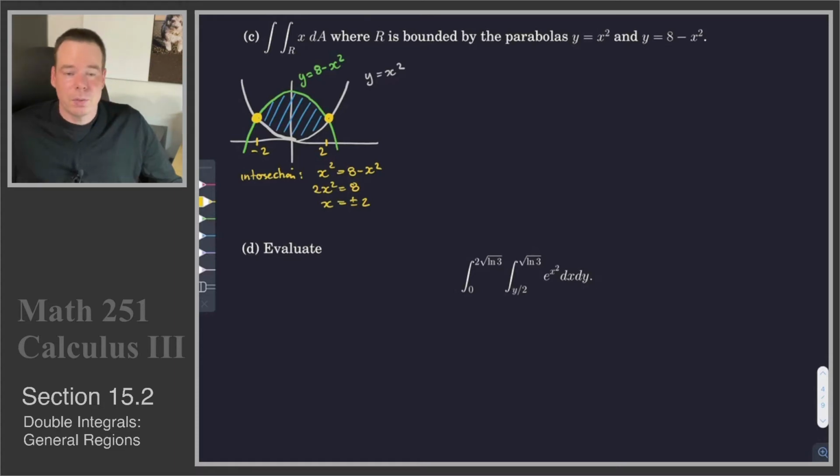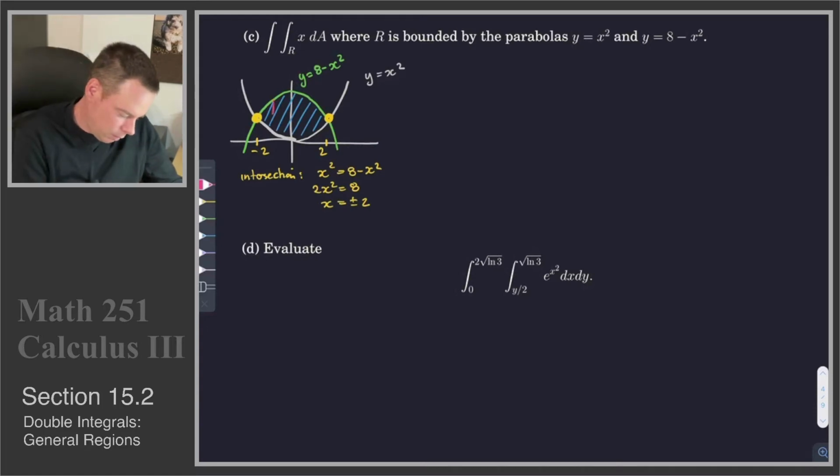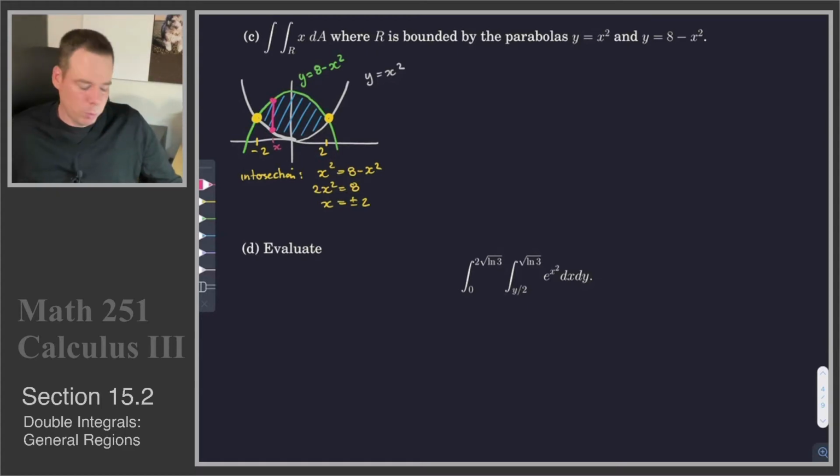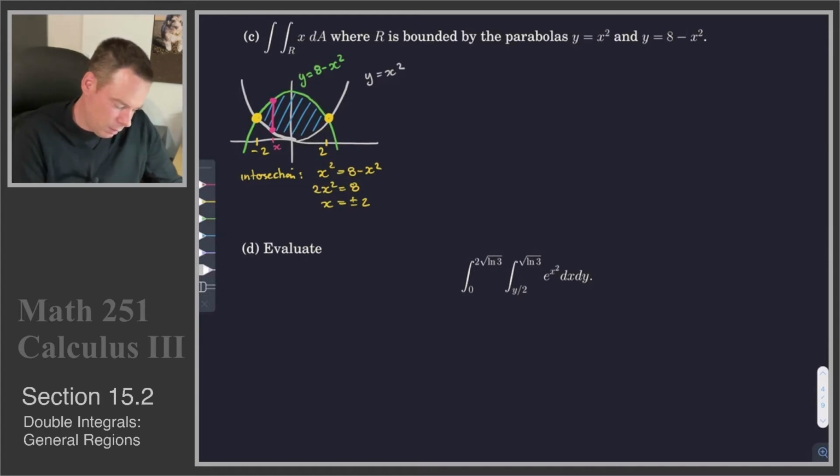Now we want to recognize whether this region is vertically simple or horizontally simple. Again, imagine just drawing a vertical line along the region. For a given x value, do I have a way to describe the lower point and the upper point? Yeah, the lower point is x squared, the upper point is 8 minus x squared. So this is a vertically simple region. That means if it's vertically simple, we'll integrate with respect to y first. So we'll call it a y first integral.